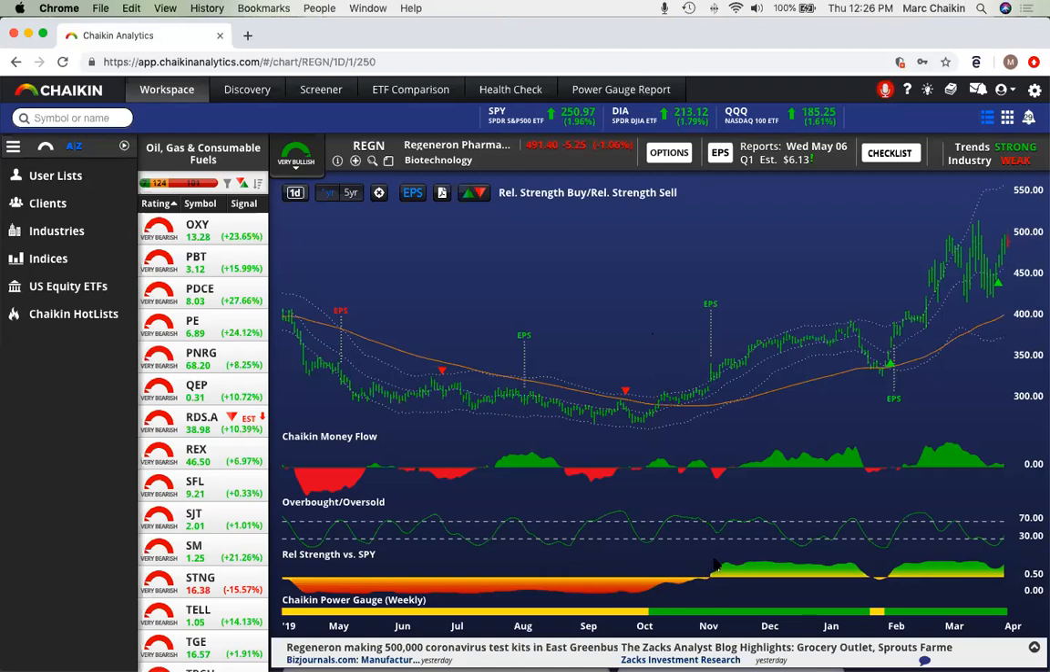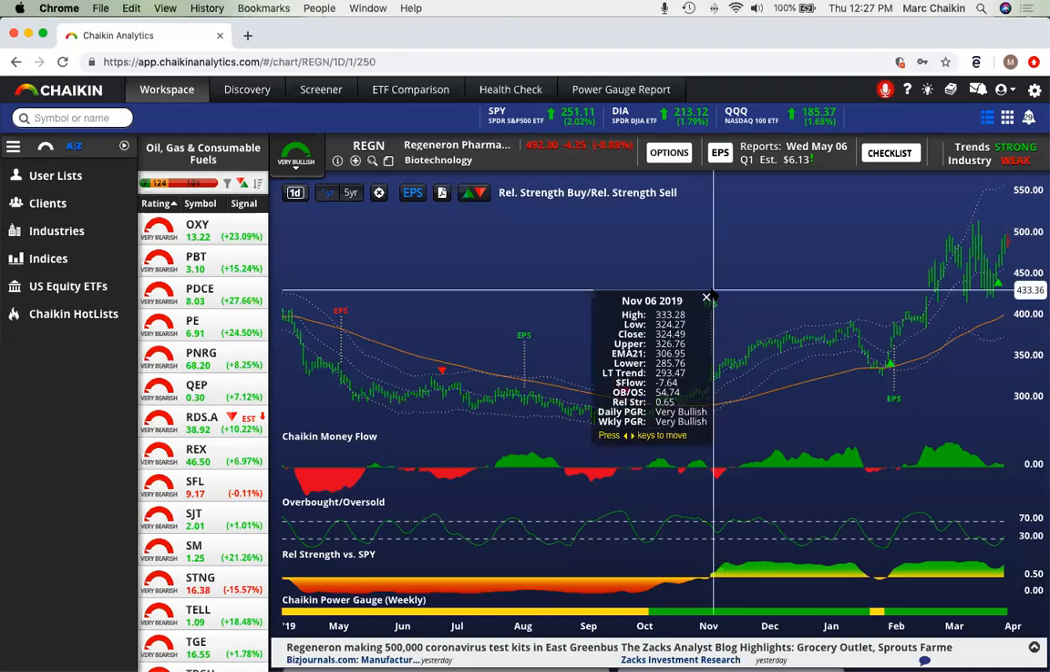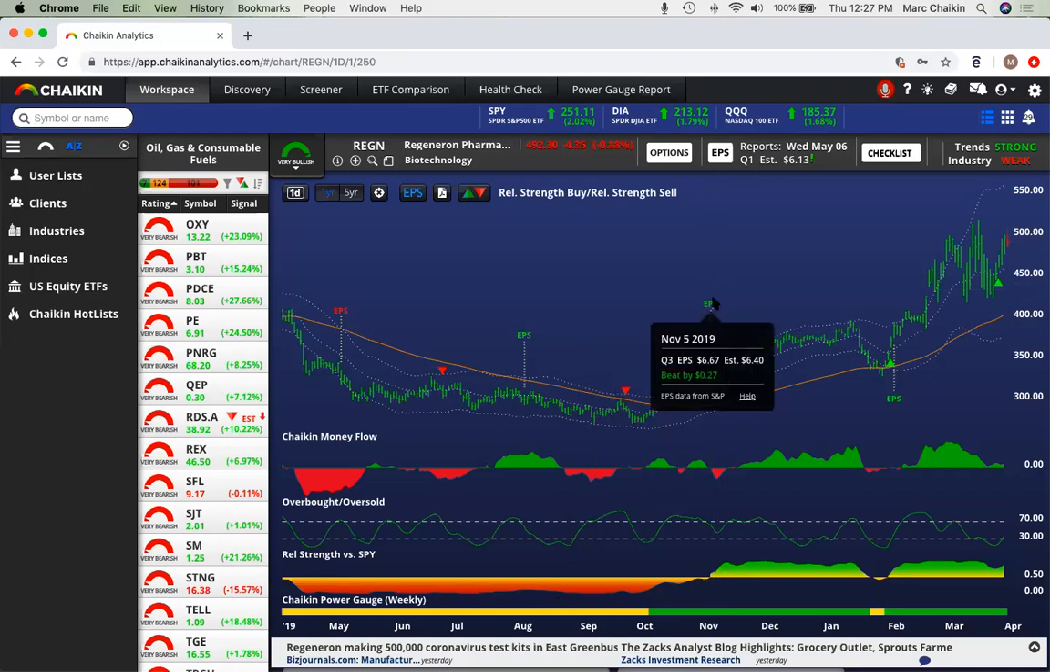In November, we have a pattern that we feel very strongly about. We call it a bullish personality change. Notice how the relative strength indicator, which is a red-green heat map, has gone from red or underperforming to green or outperforming, and it came on a positive earnings surprise.